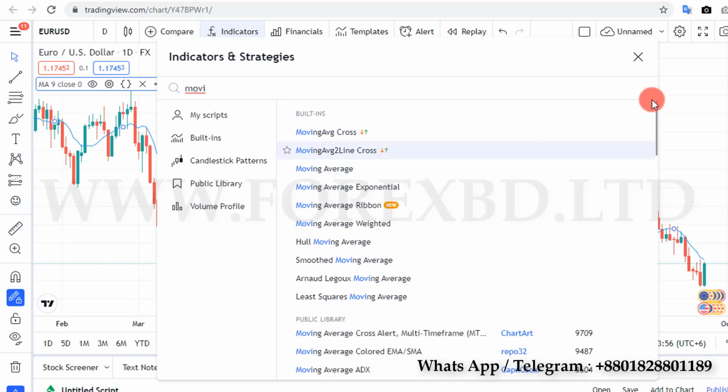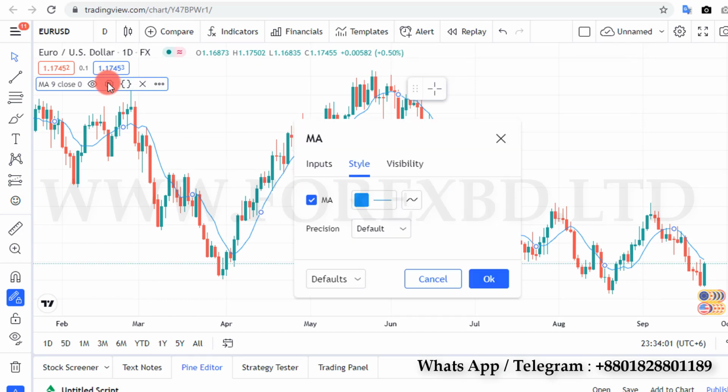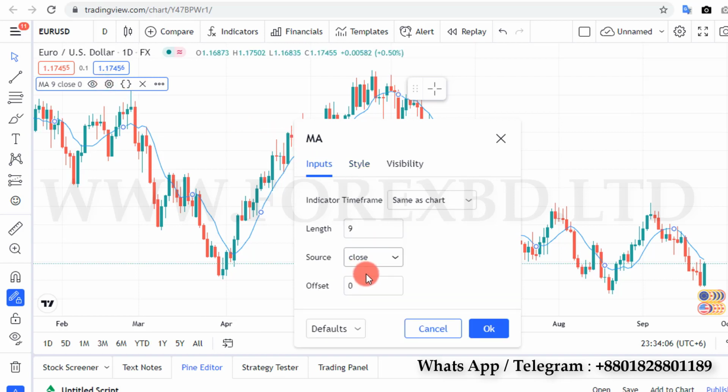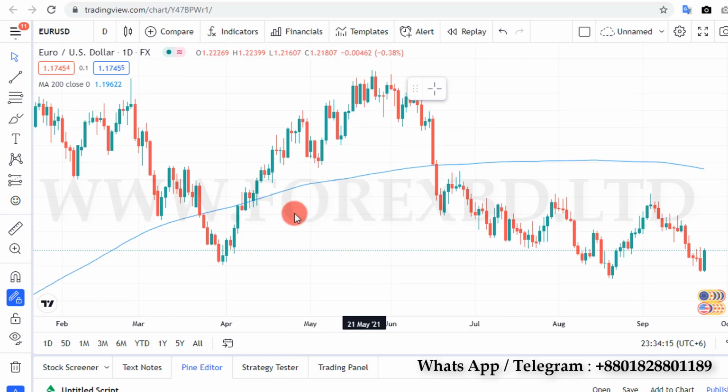Then you need to make some settings. Click on the setting option of this indicator. You can see there is a setting option. Then you have to type length 200. I say again, you have to write 200 in the length option. Then clicking OK, it will be set up on your chart. The system of taking entry from this moving average is when a candle crosses this line, you will take entry.